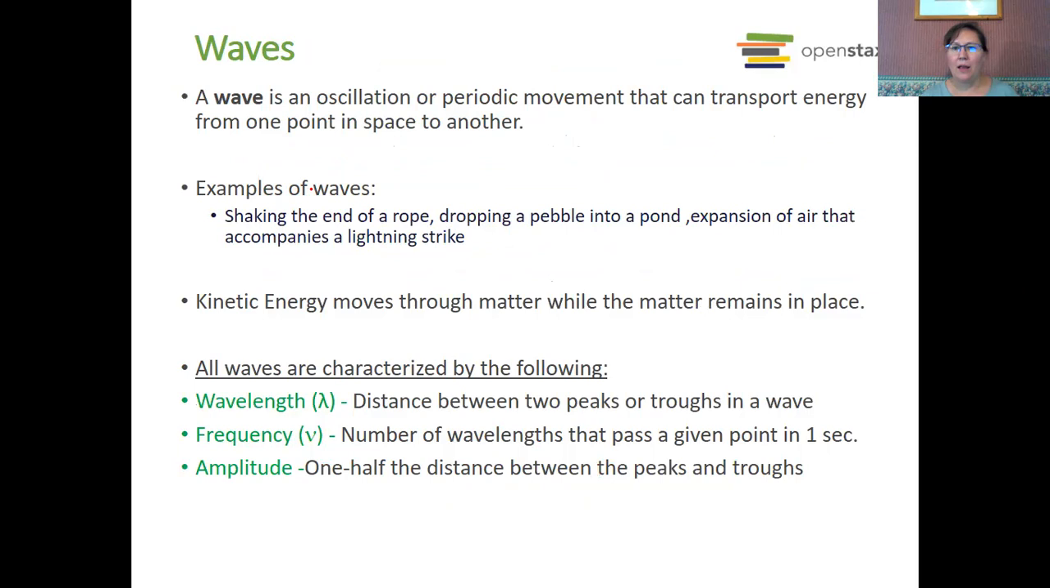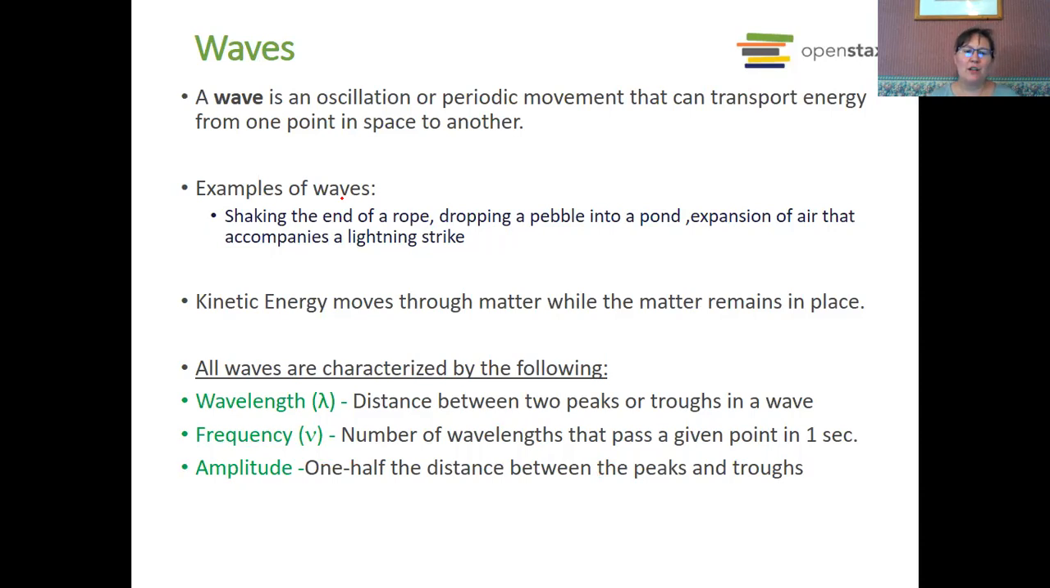So what's a wave? A wave can be a lot of different things, but a wave is an oscillation or periodic movement that can transport energy from one point to another in space. Examples of that might be shaking a rope, dropping a pebble in a pond, expansion of air. When you think of a wave, you're not necessarily thinking of waves at the ocean. That's kind of a different thing than exactly what we're talking about here, though it's a little bit like that. It's kinetic energy moving through matter while the matter remains in place.